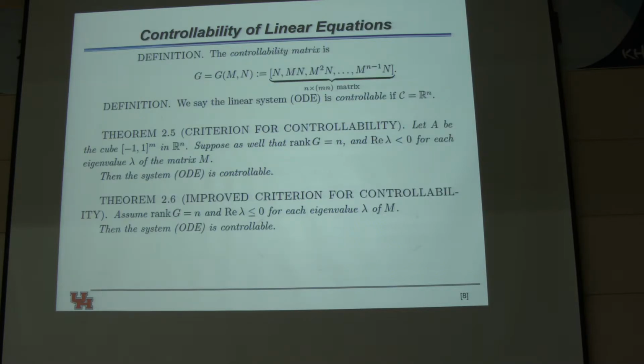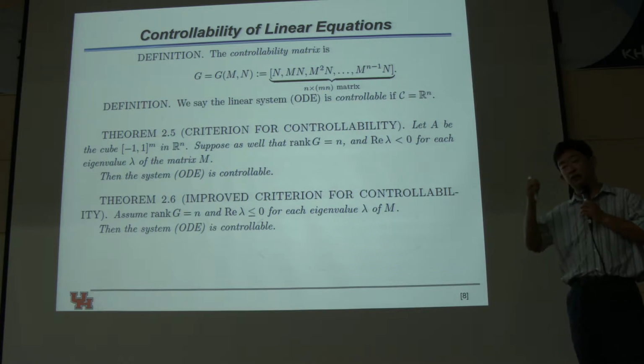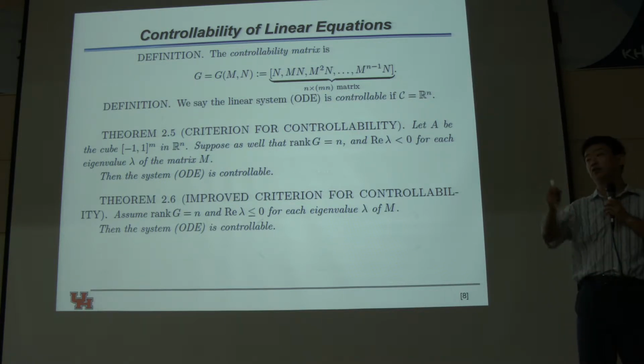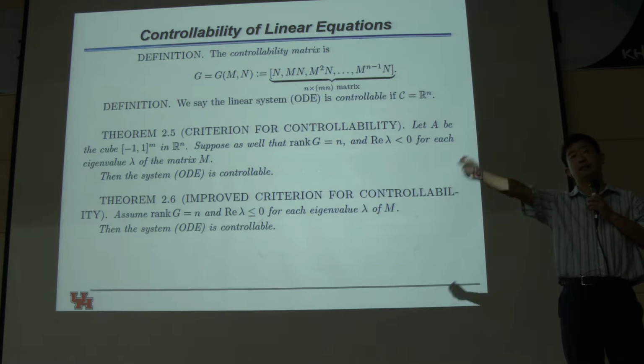And then if we construct such a G matrix, then we say that if the real part of the eigenvalue of this matrix is less than 0, then the whole thing is controllable. In other words, depending on your M and N, if your M and N satisfy this condition, then you can achieve from any starting point to any other point in finite time.